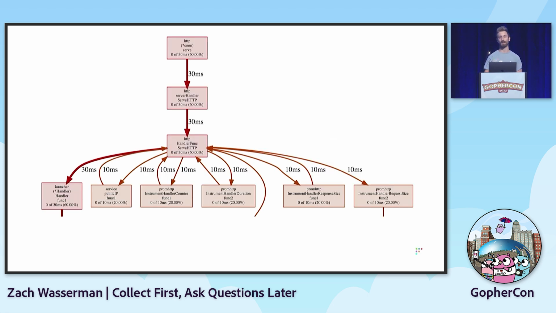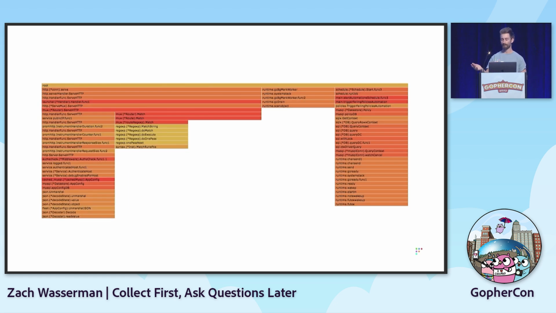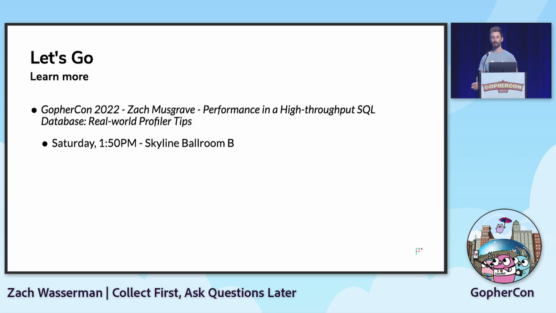And this is what you end up seeing. You've seen some things like this in the lightning talks. You don't need to worry too much about the details of this, but I just want to show you that these things are there. Flame graphs. This is cool. If you'd like to learn more about this, there's actually a talk coming up this weekend. Tomorrow, Zach Musgrave is talking about real-world profiling in a database that they built. That is tomorrow at 1:50, and I believe the next room over.